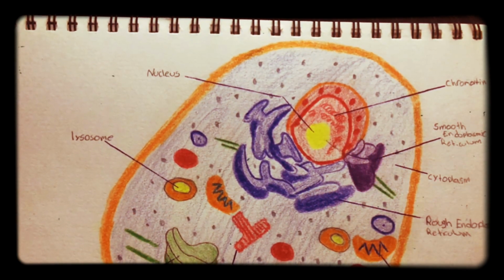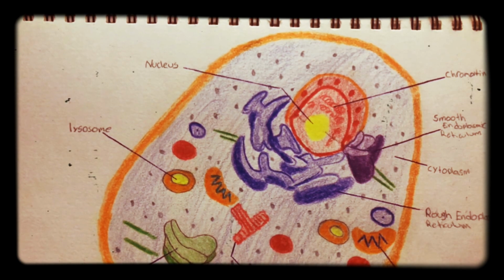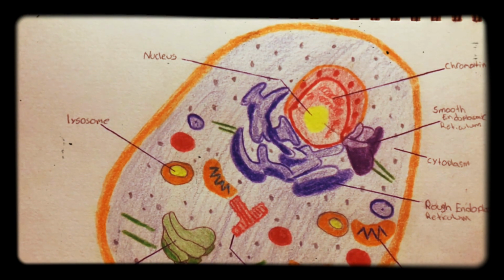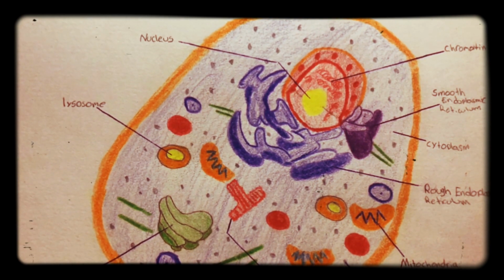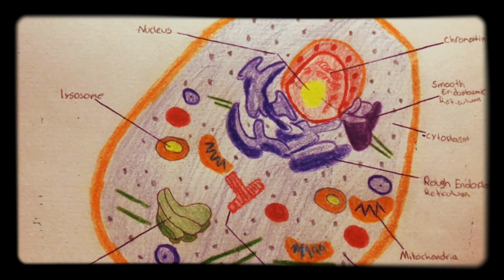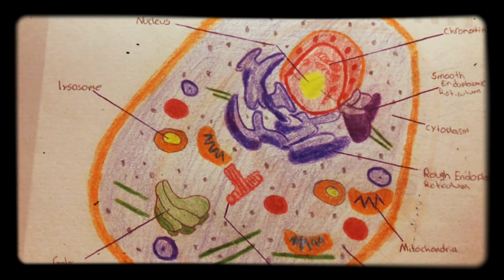Now we have Golgi bodies and the chromatin. So the chromatin makes up chromosomes, and those make up the DNA. And then the Golgi bodies sends and sorts proteins to the proper destination.